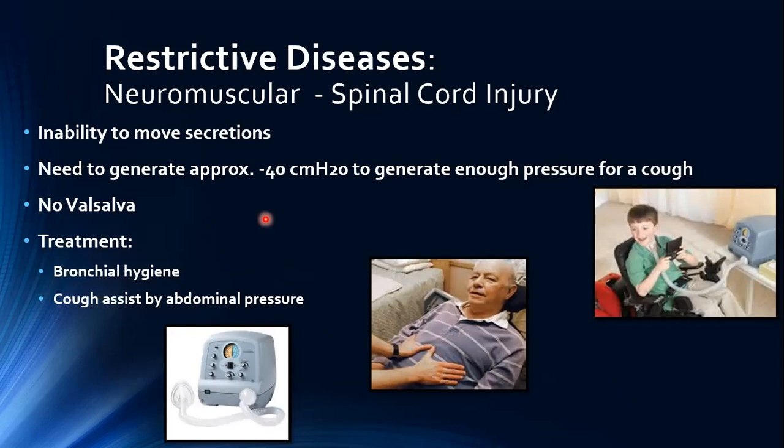Sometimes we can put a machine on them called the cough assist. We can either give them a cough assist by pressing on their stomach, right? They take a deep breath in, and when they're trying to push it out, we can push on the stomach at the same time, and that'll help push some of that secretions up and out, right? Or we have a machine. This young man here is on a machine called the cough assist. What it does is it pushes pressure in and then sucks it back out. And that's like giving him an artificial cough.